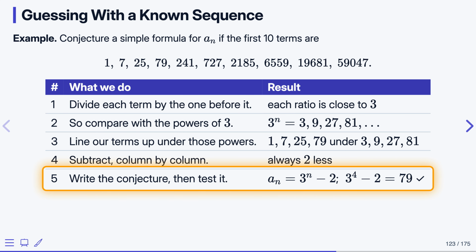Step 5. So the conjecture is a sub n equals 3 to the power n minus 2, and always test a conjecture. 3 to the fourth is 81, minus 2 is 79, which matches the fourth term. It fits.